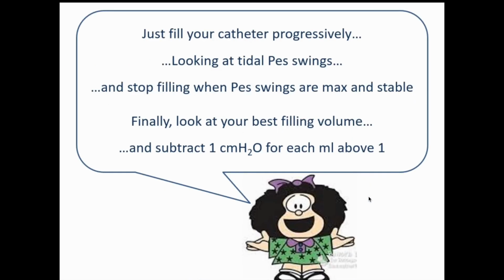ourselves also. In this, you just fill your catheter progressively and look at the tidal esophageal swings and stop where the esophageal swings are maximum and stable. This is what we have learned till now. However, look at the best filling volume and subtract 1 centimeter of water for each ml above 1.